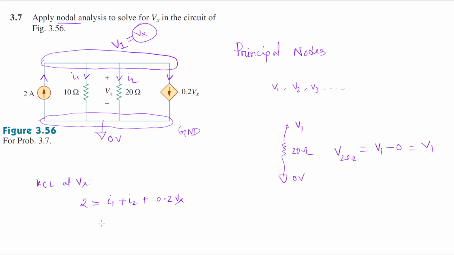0.2 Vx. Now what is I1? I1 is this current through this 10 ohm resistor. So this is going to be simply Vx by 10. I2 is going to be Vx by 20, and then you have 0.2 Vx as it is. So this is the equation you have, and you have to simply solve this. And if I'm not wrong, after you simplify the equation, you should get something like Vx is equal to 40 by 7. And that should be your answer.